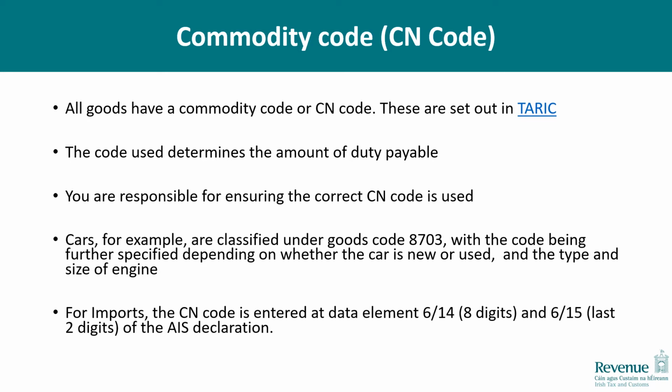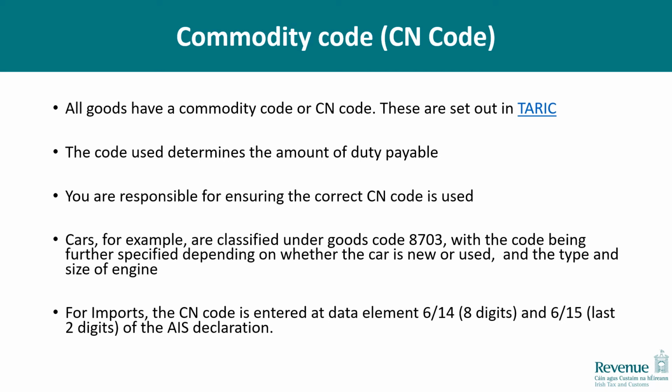Cars, for example, are classified under Goods Code 8703, with the code being further specified depending on whether the car is new or used, and the type and size of engine. Please use the link to the tariff provided to drill down and identify the full 10-digit code specifically applicable to your vehicle. You are responsible for ensuring the correct classification of your goods.